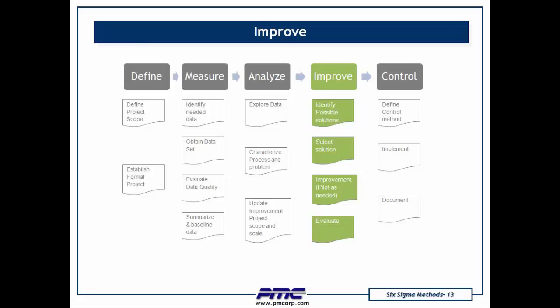Next one is improve. So here we identify the possible solutions. Questions would be, what are the solution alternatives to address the root cause that we just have identified? What are the process factors to be adjusted? Okay. What is the viability of each potential solution? Because maybe we have identified, I don't know, 4 or 5 different solution options, but maybe not all of them are viable, right? So it's important to do the viability test.